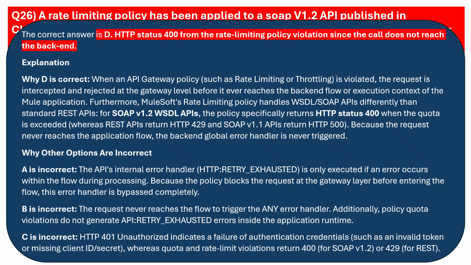The correct answer is D. HTTP status 400 from the rate limiting policy violation, since the call does not reach the backend. Explanation: why D is correct.